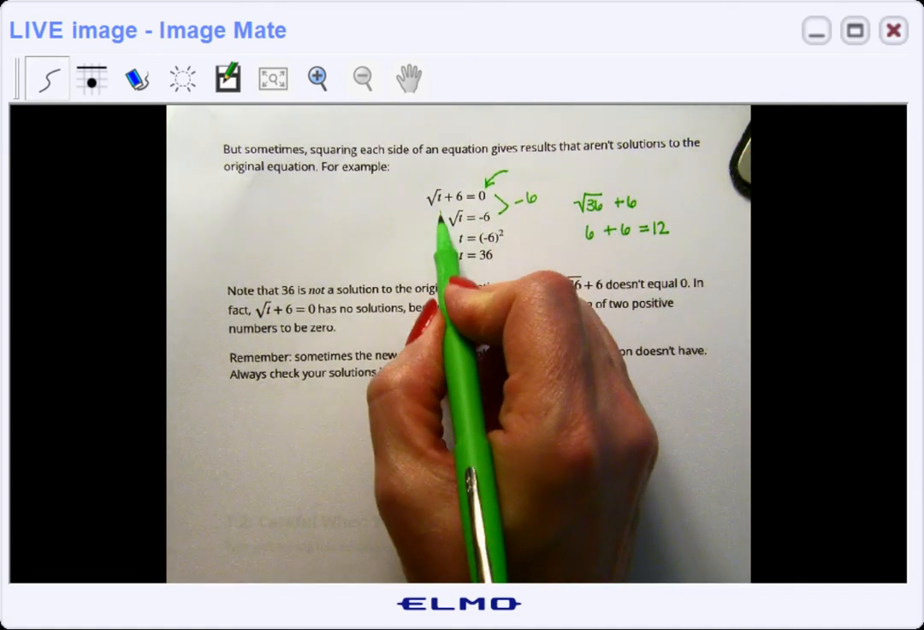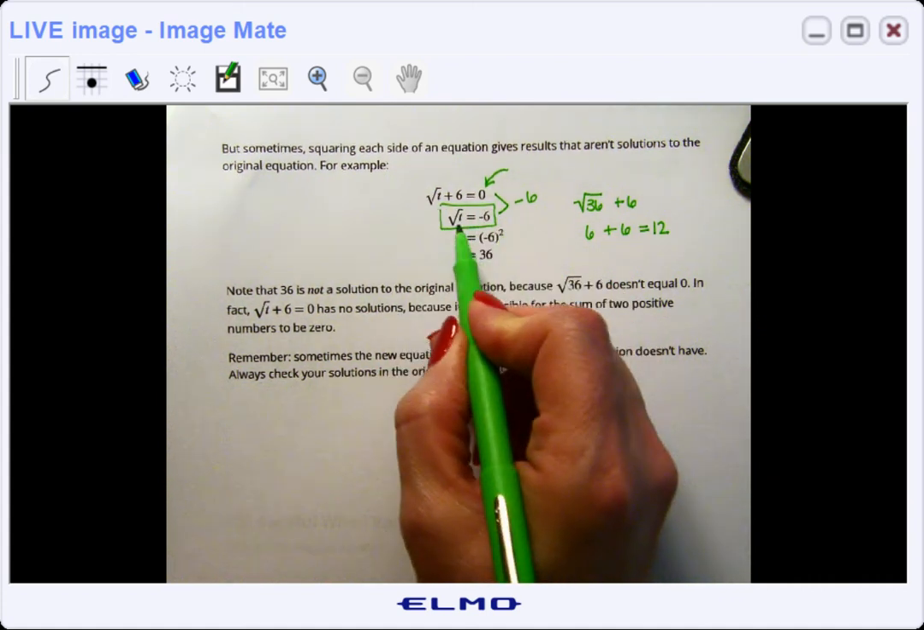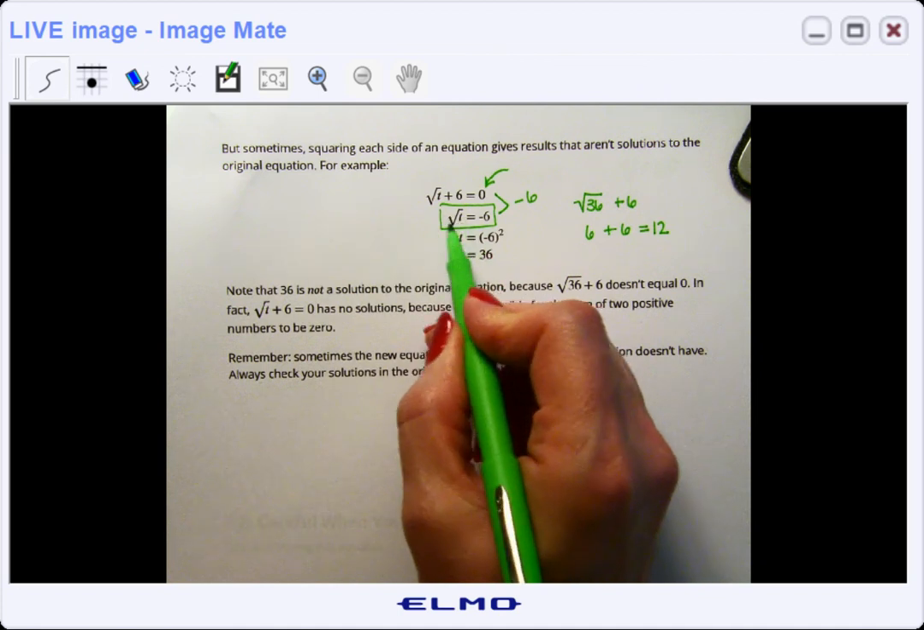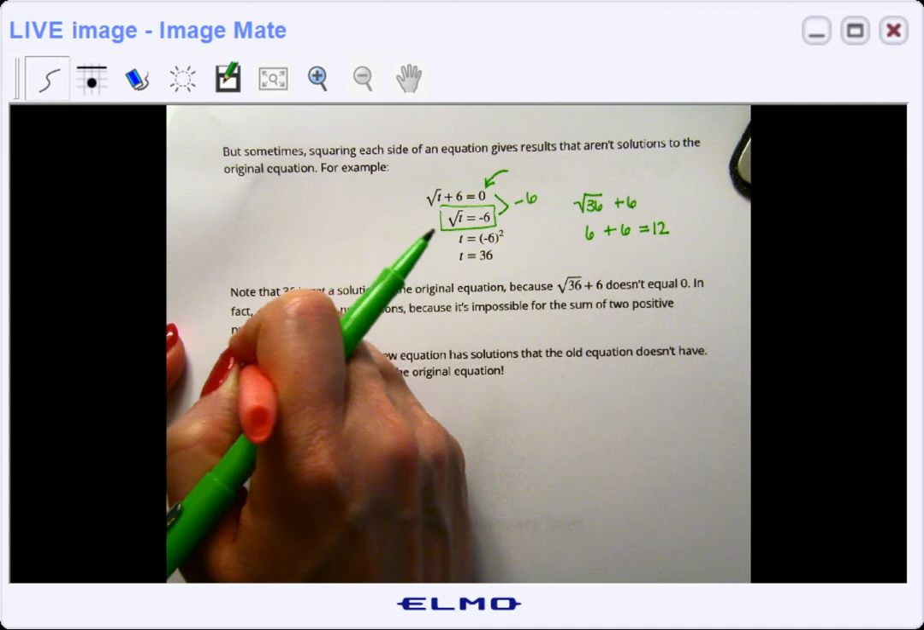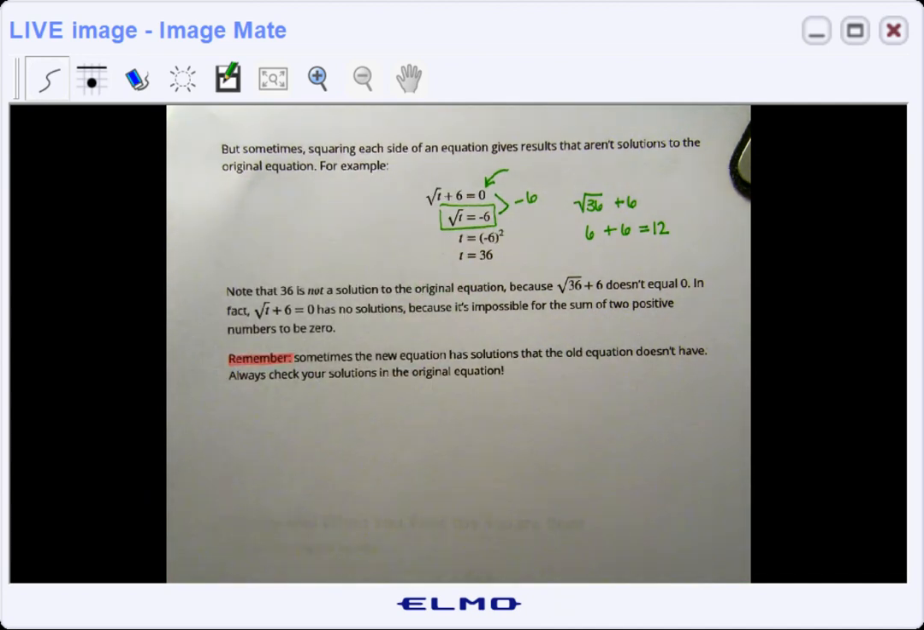And it's because right here, we're trying to say that there's a case where a positive number is equal to a negative number, and that's just not going to happen. Okay, so then there's a little reminder at the bottom: sometimes the new equation has solutions that the old equation doesn't have. Always check your solutions in the original equation.